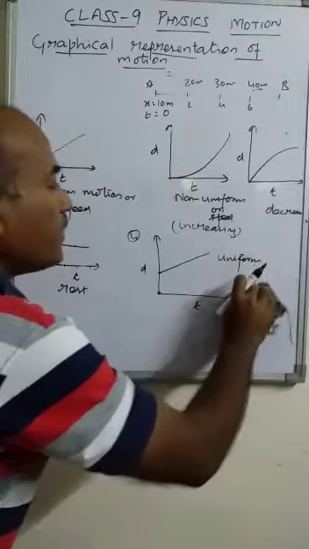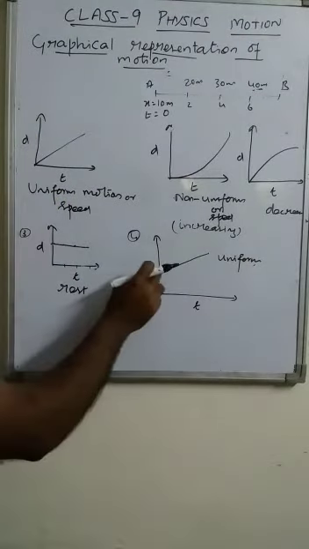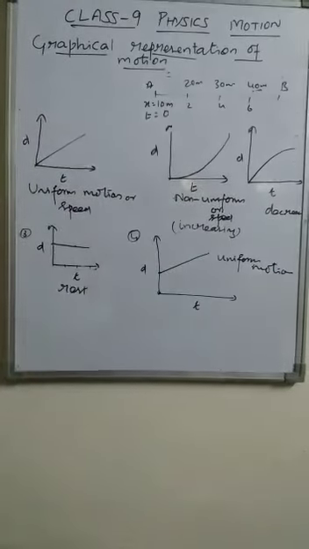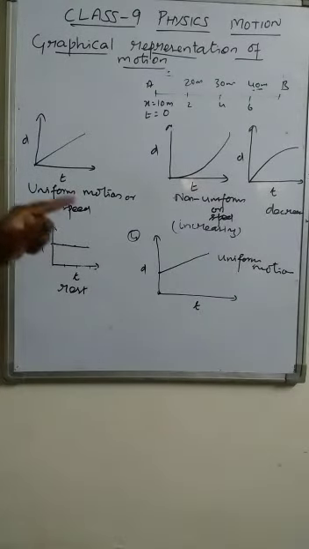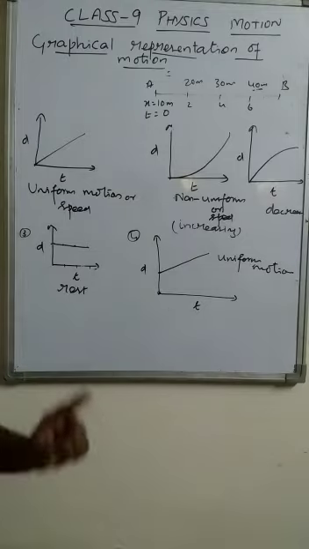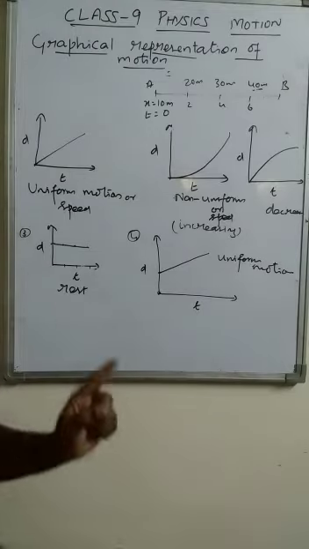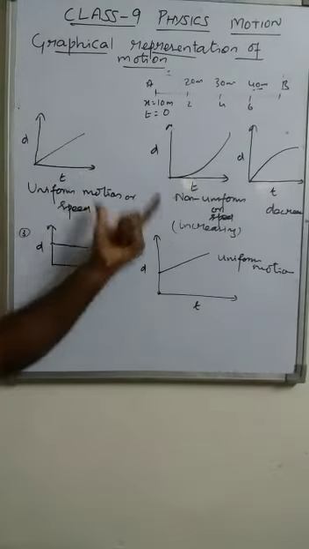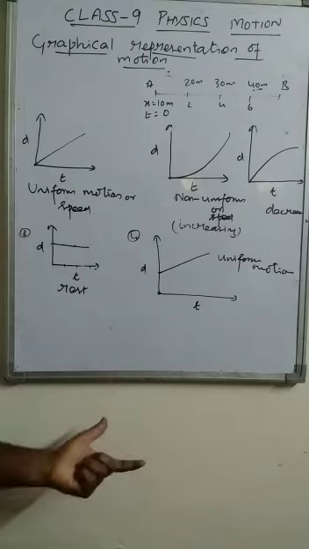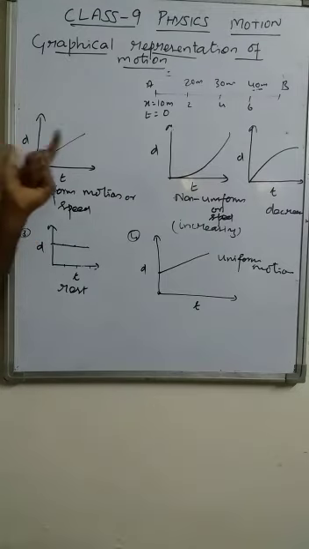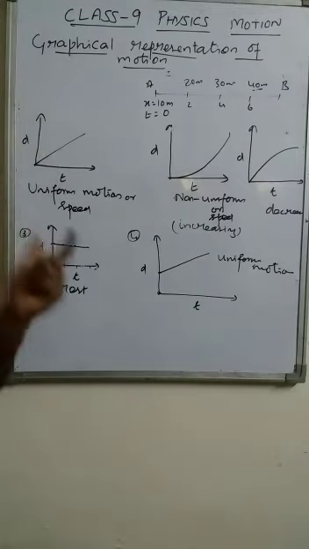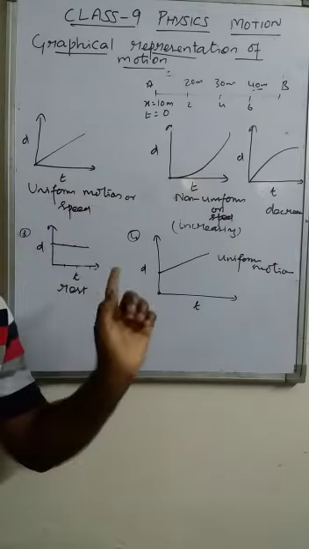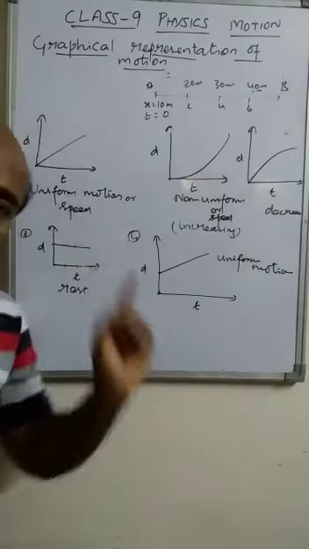But what is the difference between the first one and the last one? The first one, the object started its motion from the origin. Here the object started its motion ahead of the origin. It is not starting its motion from the origin. So these are the different types of graph in which we plot the graph between distance and time. Just observe these graphs that were discussed in class 7 also.